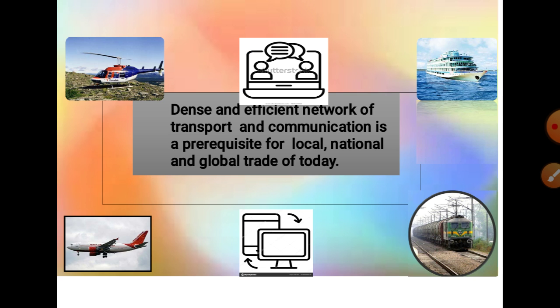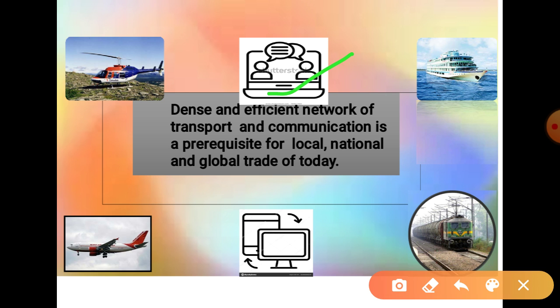First, we will discuss transportation. A dense and efficient network of transport and communication is a prerequisite for local, national, and global trade of today. It means that at present, if we want to do trade locally, nationally, or globally, among the different countries, there should be a dense and very efficient transportation network.